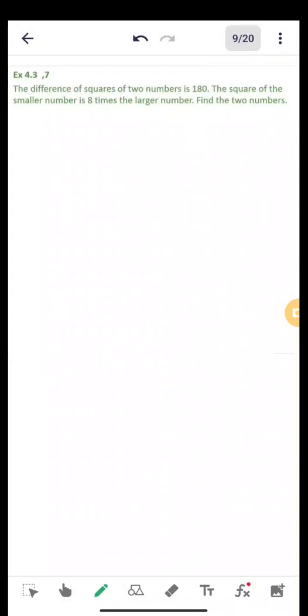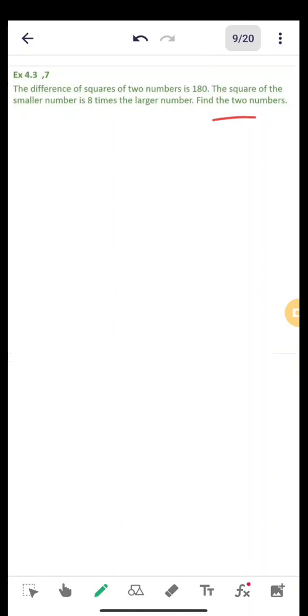Let's continue with question number 7 of exercise 4.3. The question is, the difference of squares of two numbers is 180. The square of the smaller number is 8 times the larger number. Find the two numbers.